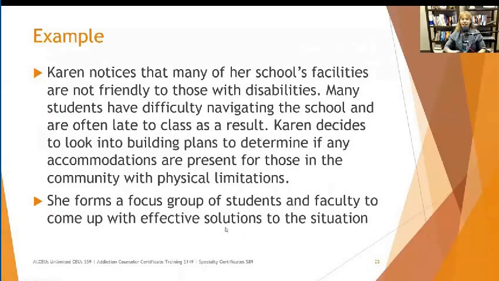So in this activity, Karen notices that many of her school's facilities are not friendly to those with disabilities. Many students have difficulty navigating the school and are often late to class as a result. Karen decides to look into building plans to determine if any accommodations are present for those in the community with physical limitations, and forms a focus group of students and faculty to come up with effective solutions to the situation.